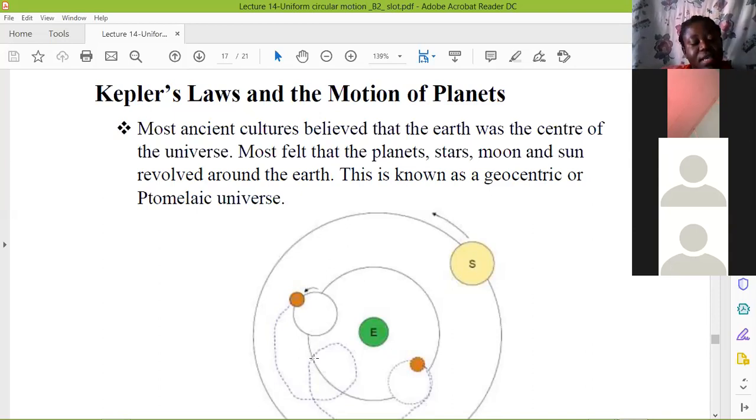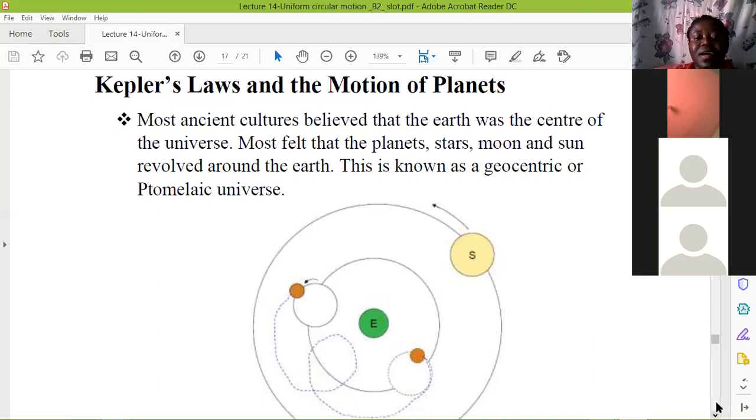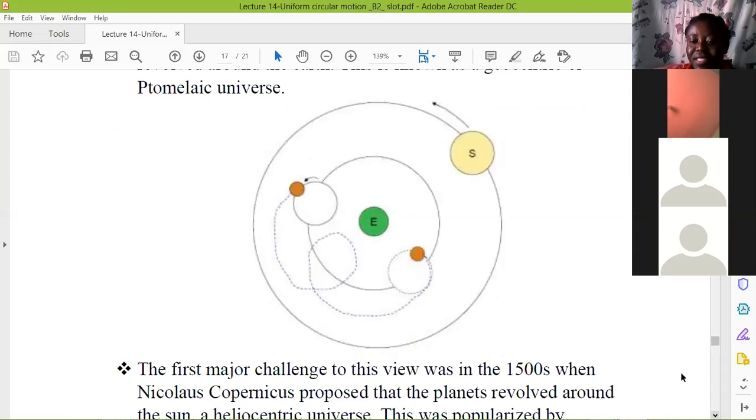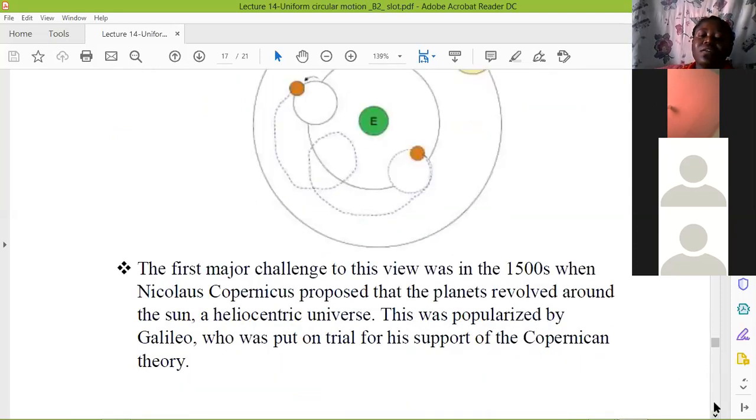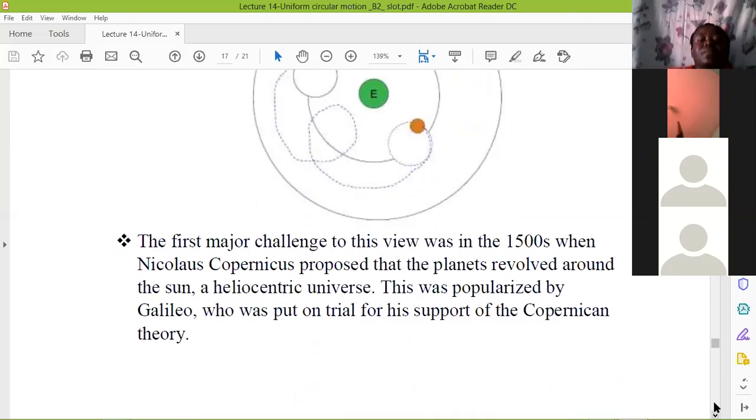So as you can see here, we believed most of the time that the Earth is the center of everything, and everything revolves around it. This was determined using this model, the geocentric universe. So the Earth is the center, and everything, the planets, moon, and whatsoever, revolves with the Earth at the center.